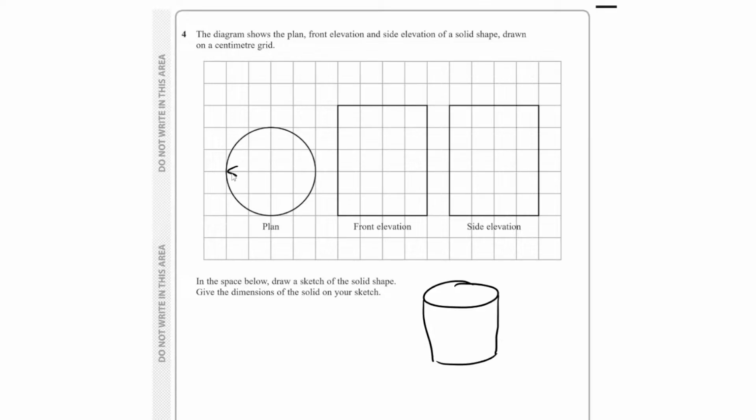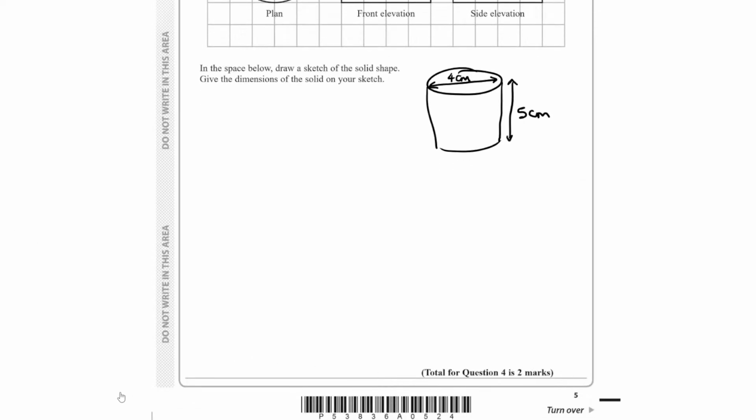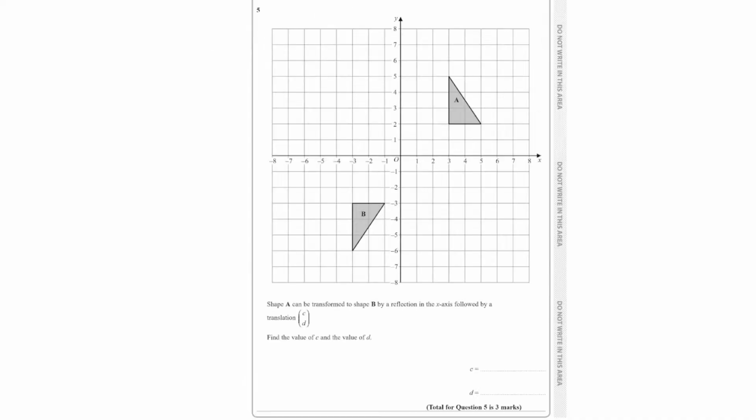So what I would probably do is either the radius or the diameter, which, because it's a centimetre grid, 1, 2, 3, 4, that's 4. And then the height, that'd be enough for a cylinder. So that's 1, 2, 3, 4, 5. So that would be enough for that one. You have to have those two measurements though, 2 marks.